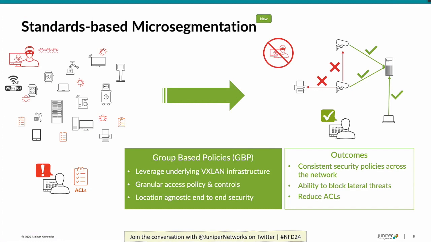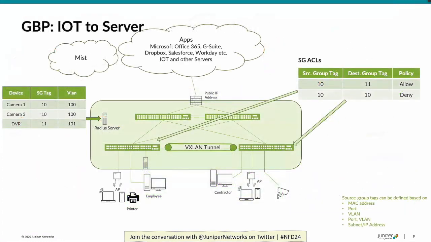The same set of access control policies should apply. So let's take a quick look at an example that I use. Here's a typical customer network. We have some access layer switches. At the bottom, there are some VXLAN tunnels between them. There are some distribution layer switches. There's a firewall. There's a radius server.